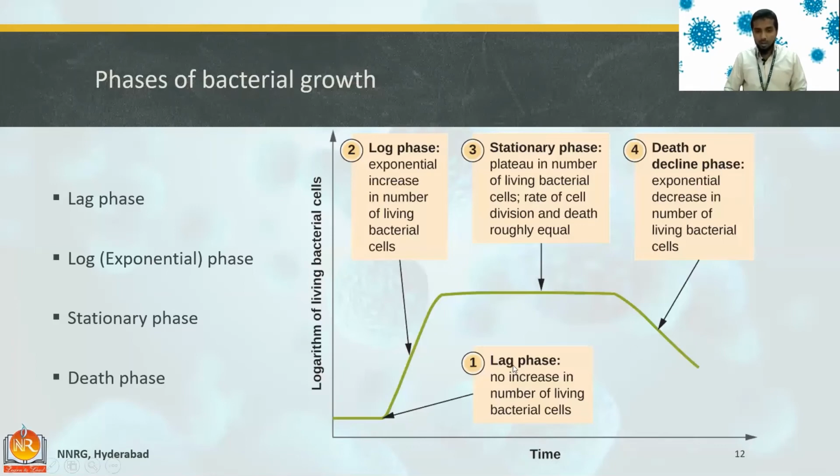So this is the lag phase: no increase in the number of living cells, but the bacteria will be consuming the nutrients. In the log phase, the logarithmic phase, an exponential increase in the number of cells takes place. The stationary phase is a plateau, a straight line, where the rate of cell division is equal to the rate of death of cells. And in the decline phase, there is an exponential decrease in the number of living bacterial cells. These are the phases of bacterial growth.